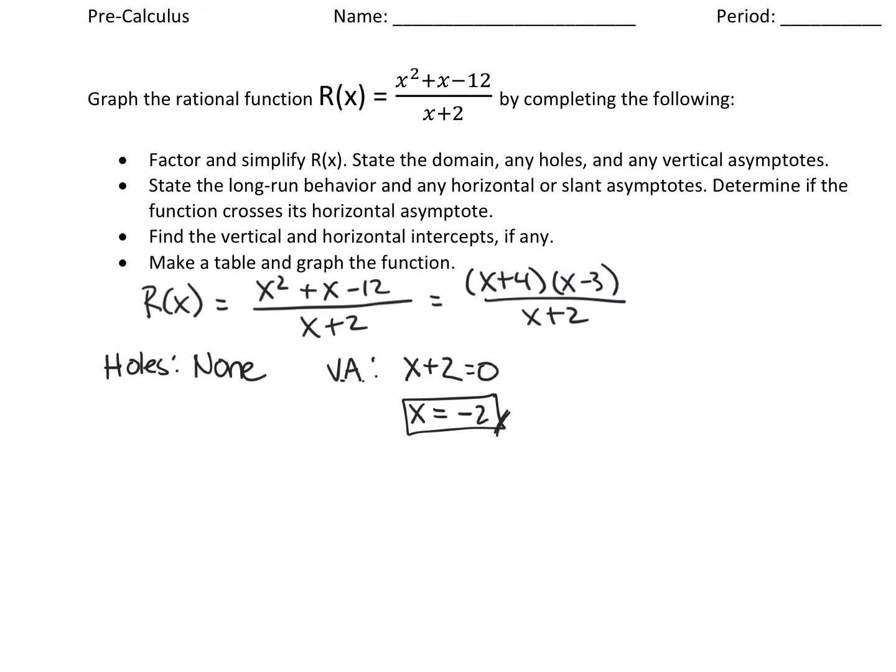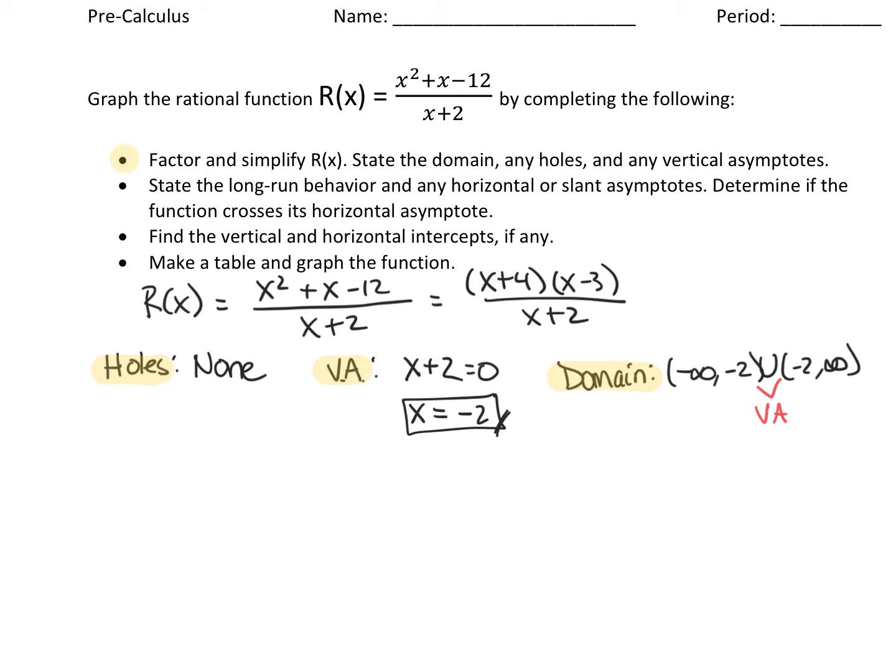What this means now for our domain, we will not have any breaks in our domain for the holes, but we will have one for our vertical asymptote. So our domain will be from negative infinity to negative 2, and from negative 2 to infinity. So again, we're going to have a break in the domain for that vertical asymptote. So we have found all of the features in that first bullet point.